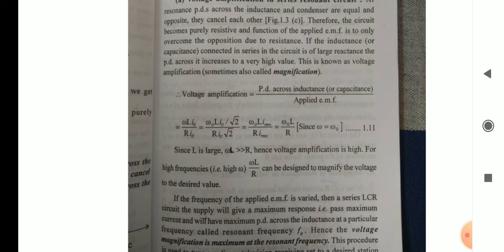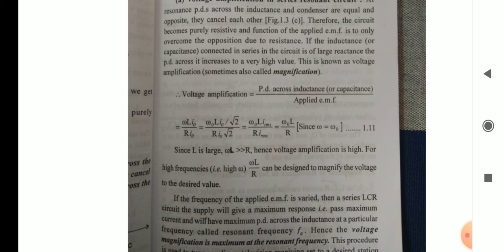Then omega L i0 divided by R i0 is equal to omega L i0 divided by root 2 R i RMS, which is omega 0 L divided by R, since omega is equal to omega 0. Since L is large, omega L is much greater than R, hence the voltage amplification is very high. For high frequency, omega L divided by R can be designed to magnify the voltage to the desired value.